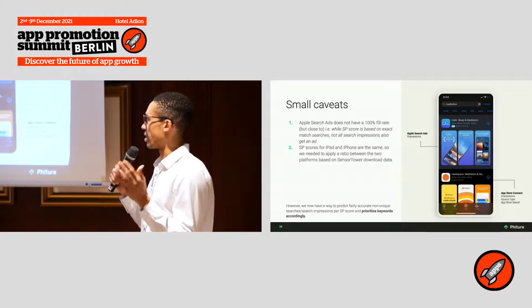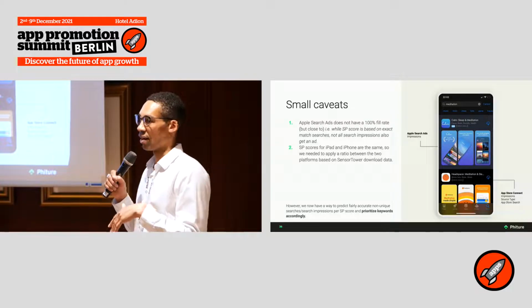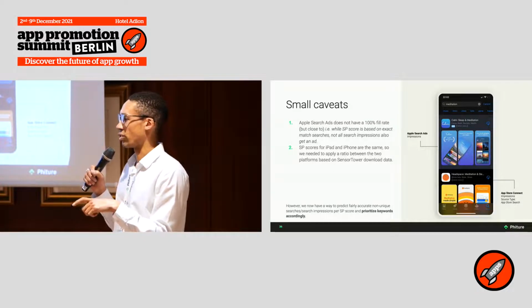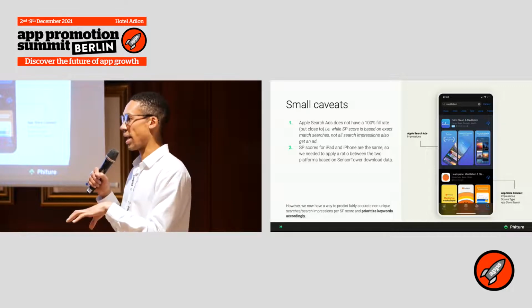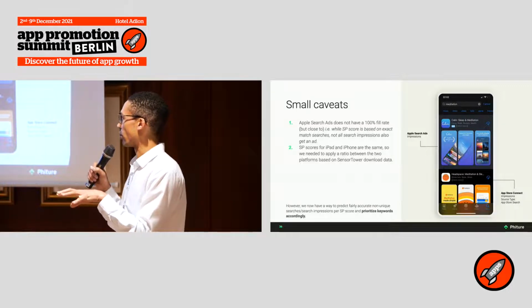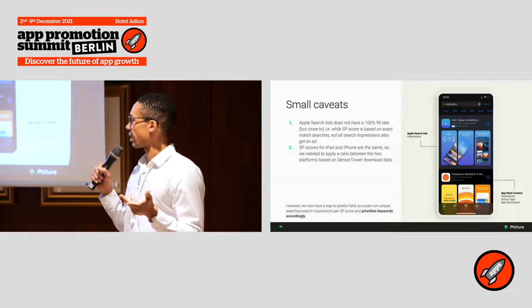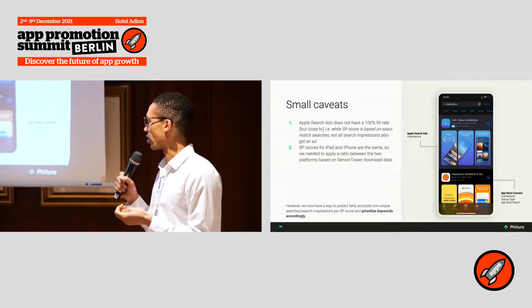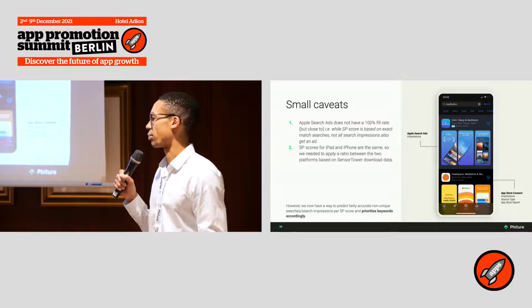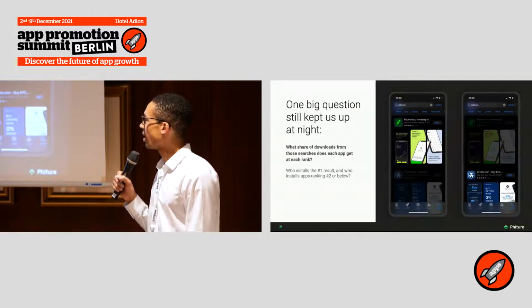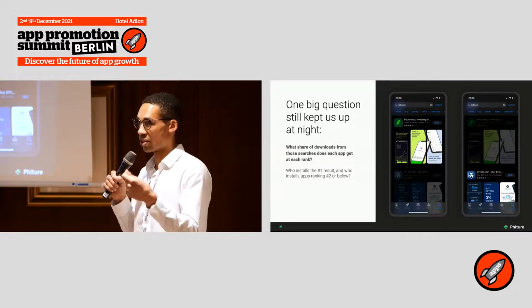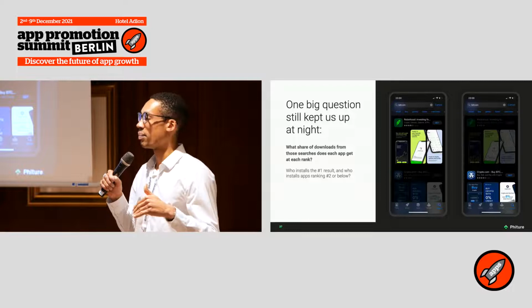Also, Apple returns the same SP scores for iPad and iPhone, and so we use data to compare the ratio of downloads that go to iPhone versus iPad in order to distribute the searches to each of those. We feel like this is a really good, fairly accurate way to predict the number of searches available and prioritize accordingly. One question kept us up at night, and that's what share of searches or downloads goes to each app based on its rank.